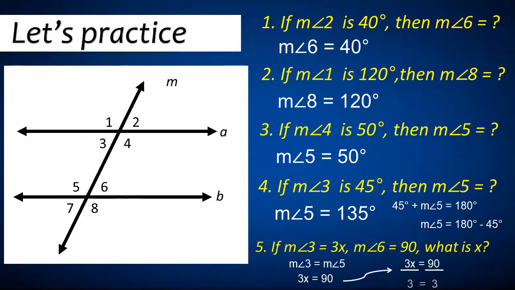And, dividing both sides by 3, we have x is equal to 90 divided by 3 is 30 degrees. So, ang measure ng x natin ay 30 degrees. So, ano yung measure ngayon ni angle 3 kung si x ay 30? So, 30 times 3 is equal to 90. So, measure of angle 3 is 90. Measure of angle 6 is also 90. So, tama na angle 3 is 90, angle 6 is 90. They are congruent because they are alternate interior angles.